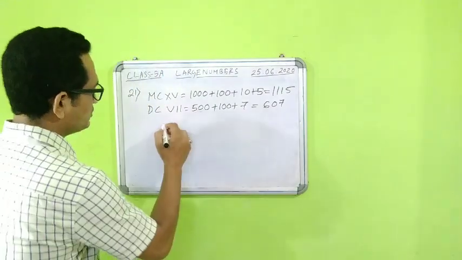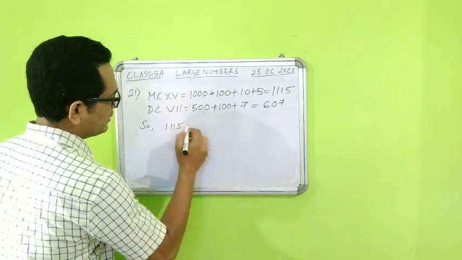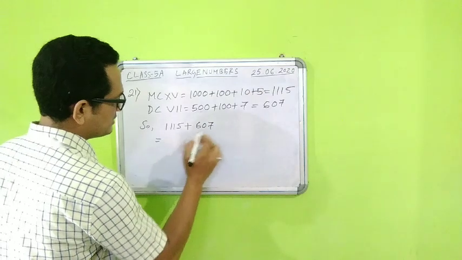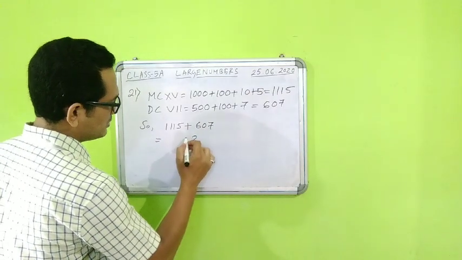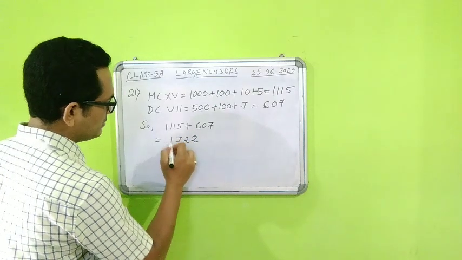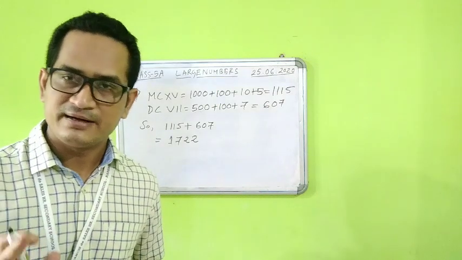So now we need to add both of them. So if I add both of them, 1115 plus 607. If you add 7 plus 5, it will be 12, 1 in hand. 1 plus 0, 1 plus 1, 2. 6 plus 1, it is 7, and it will be 1. So it will be 1722, that is 1722.